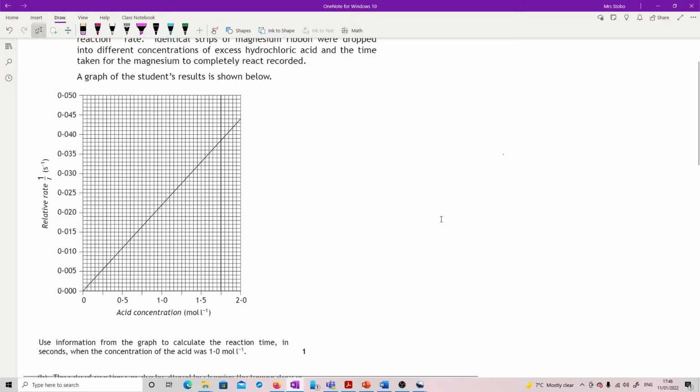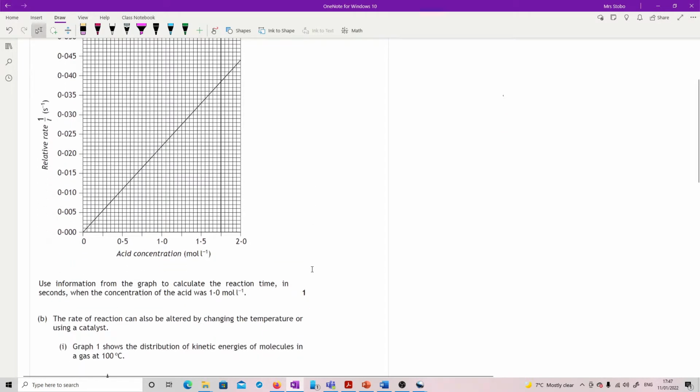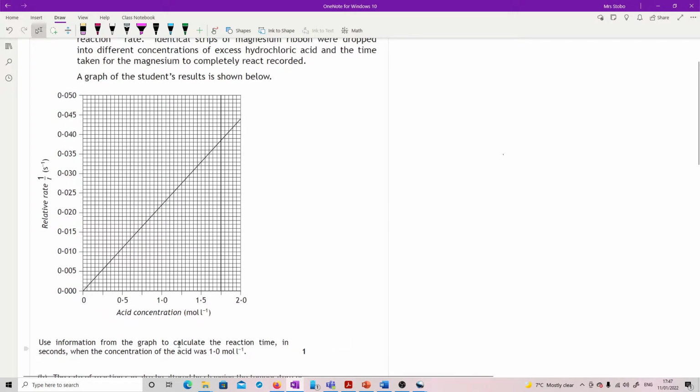Use information from the graph to calculate the reaction time in seconds when the concentration of the acid was 1 mole per litre. Okay, so fairly straightforward, the first bit. Sorry, just trying to get it so I can read neatly. I'm not going to be able to get a neat line, so hopefully we'll be able to see it reasonably clearly. I'm reading up from the 1 mole per litre, and then I'm reading across to get the relative rate at 1 over T.